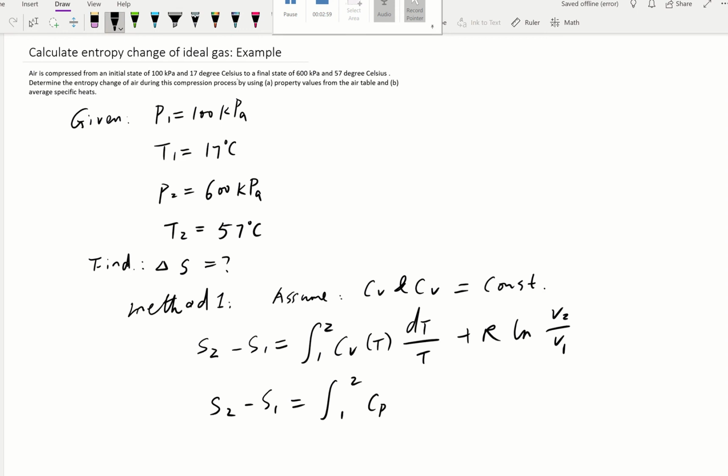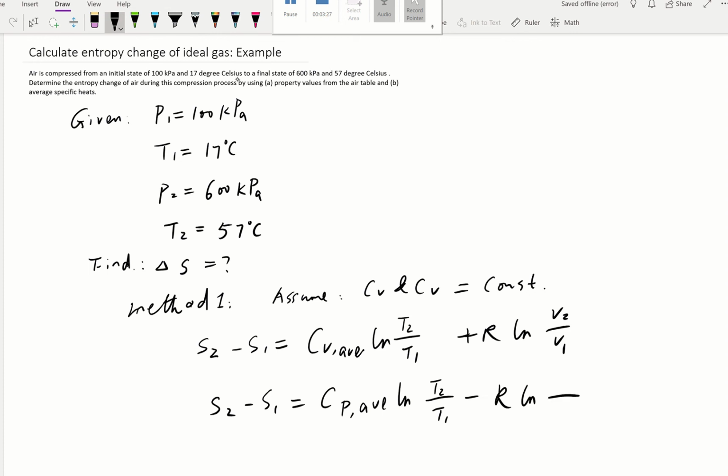I think I wrote it down wrong here. I didn't write down the correct one. So S2 minus S1 is CV average natural log T2 over T1, right? And here it's going to be CP average natural log of T2 over T1, but here we're going to have minus R natural log P2 over P1. Those two equations are for method number one. We're using the average specific heat, assuming it's constant.